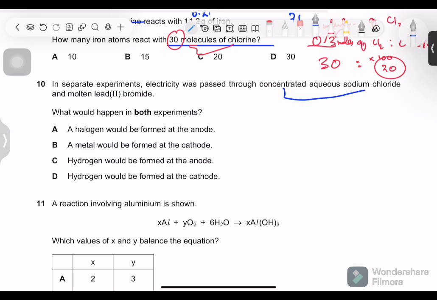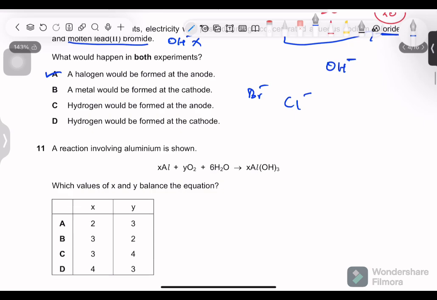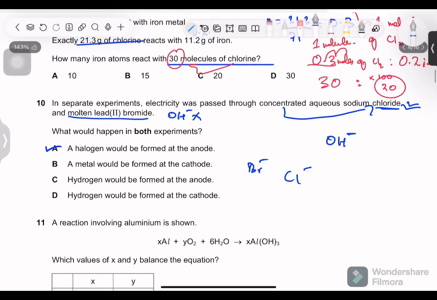Aqueous concentrated means that chloride is given the preference over the OH minus anion present due to water. So chloride will be discharged, and molten lead 2 bromide. So this is molten. There is no OH minus ions. So there both Br minus and Cl minus are anions. So they will be formed at the anode. So option A is correct. A metal would not be formed at the cathode because sodium does not discharge instead of H plus. H plus is preferred, not sodium.